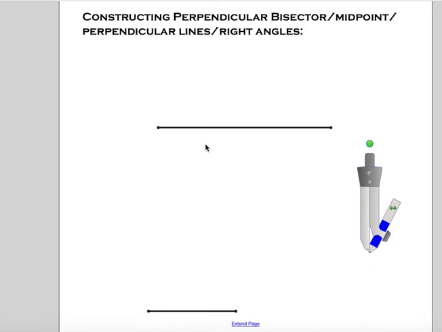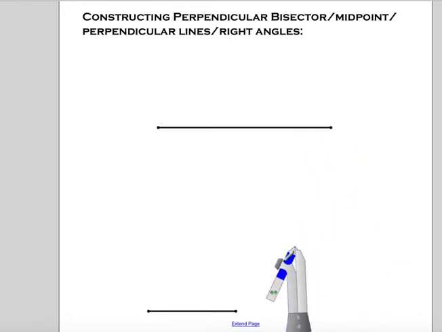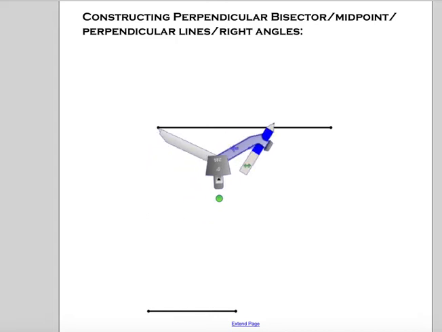So on this segment, I'm going to do the perpendicular bisector. It's going to be 2 arcs that I'm going to need to construct it. So the first thing I need to do is to open my compass more than half, but less than the whole length of the segment. So make sure that it is wider than halfway, but not the whole distance of the segment.